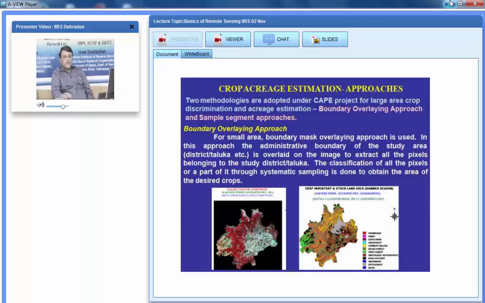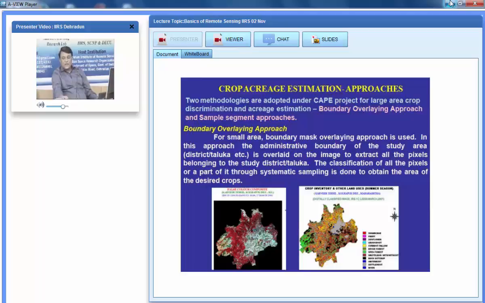So here you can see one demonstrative case study of the boundary layer approach. This is Kolhapur Tehsil, where satellite LISS 3 imagery is acquired and the administrative boundary is overlaid over this. So this is one Tehsil, Kolhapur Tehsil. Using the Kolhapur Tehsil administrative boundary, the satellite image, particularly the FCC, is extracted.